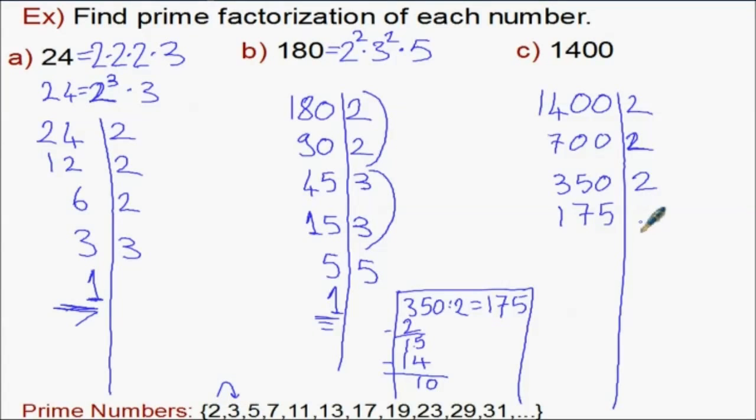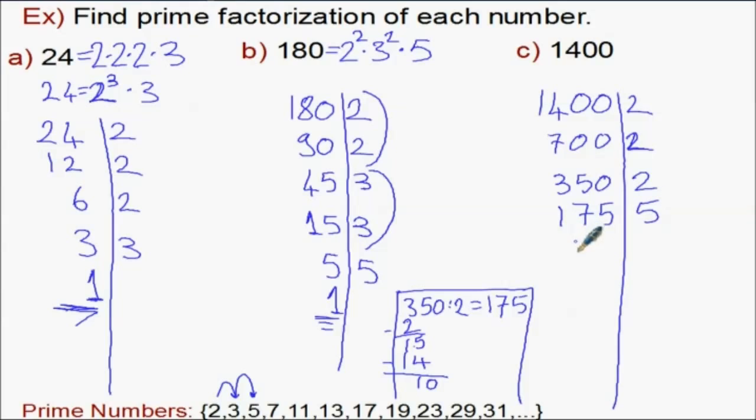Can we divide this number by 3? Can we continue with 3? So let's check that. Is this number divisible by 3 or not? How do we check it? 1 plus 7 is 8. Plus 5 is 13. Is 13 divisible by 3? No, we cannot. So we cannot divide this number by 3. It is not divisible by 3, so we check the next number. 5. Can we divide this number by 5? Look at the last one. It is 5. So we can continue with 5.